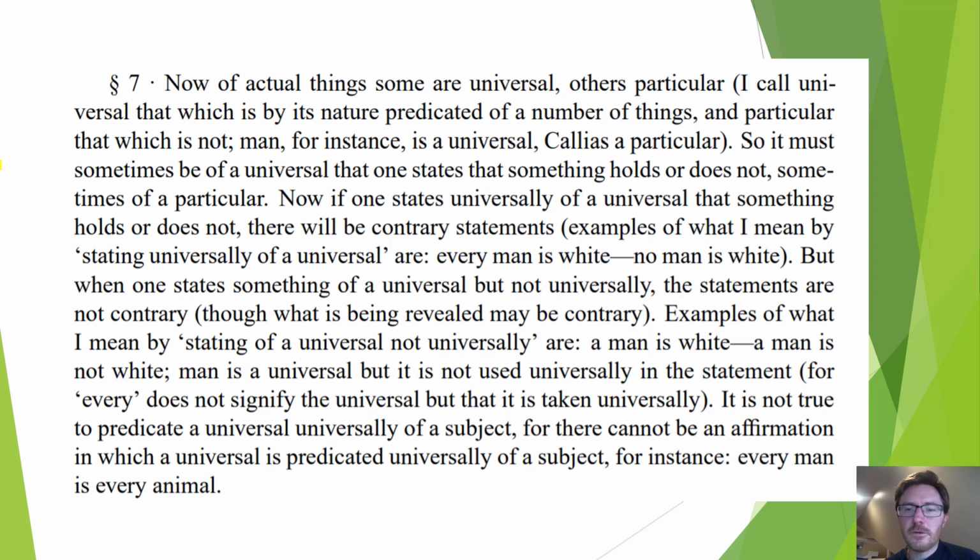So then he continues, it is not to predicate a universal universally of a subject, for there cannot be an affirmation in which a universal is predicated universally of a subject. For instance, every man is every animal. Now he's saying that that sentence makes no sense. Every man is every animal. We are trying to universally predicate something of a universal for the particular subject, every man, but it's just not possible. We can't do that. That sentence makes no sense when we look at it.